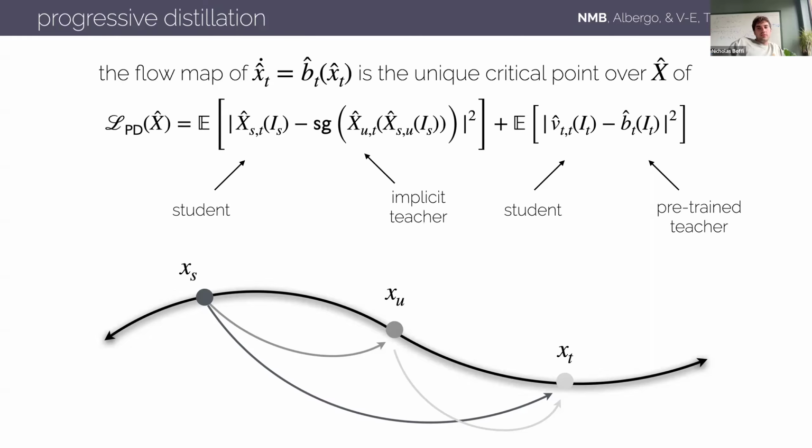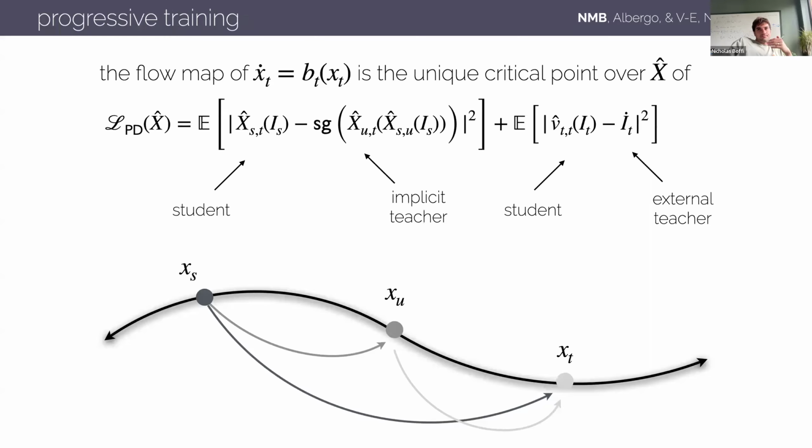Okay, and in fact, you can do this either in distillation form or in direct training form. If I want to train from scratch, all I do is replace that pre-trained teacher by the time derivative of the interpolant. So now I'm just doing flow matching on the diagonal and progressive distillation on the off diagonal. So this is one consistent way to learn the flow map, and this is in fact equivalent to so-called shortcut models in the continuous time limit.